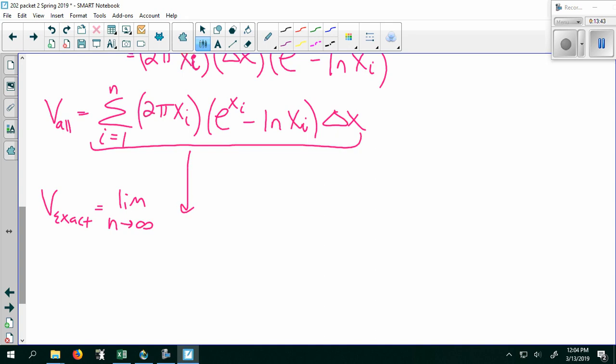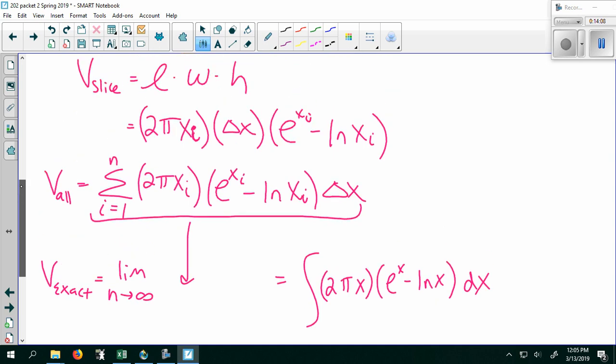And the limit as n goes to infinity of a Riemann sum, that is the definition of an integral. And to convert from some limit of a Riemann sum to an integral, we drop the subscripts. So this becomes 2 pi x times e to the x minus ln x. Delta x becomes a dx. And I just have to figure out the bounds of integration.